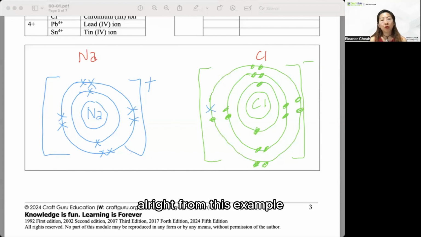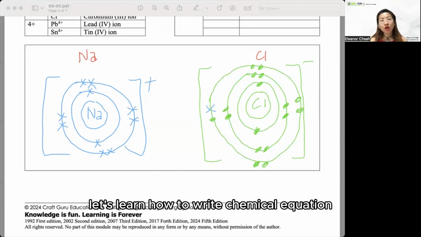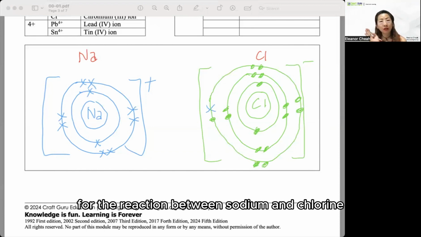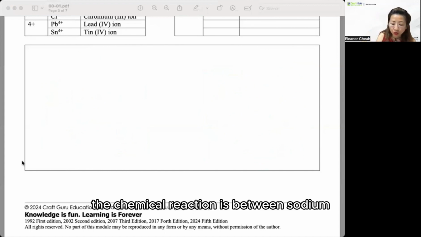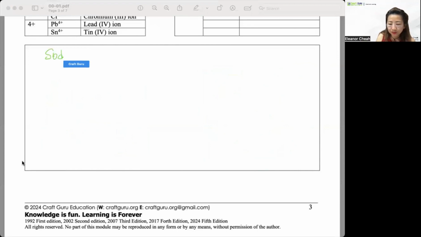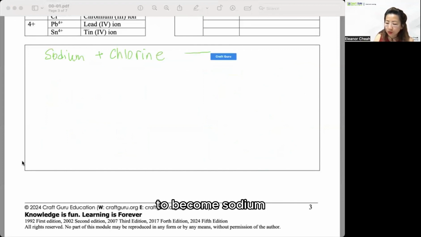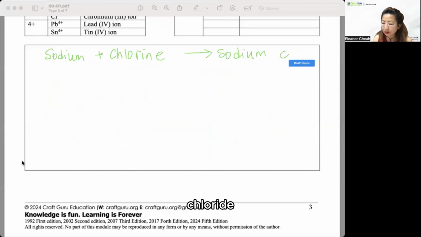All right. From this example, let's learn how to write the chemical equation for the reaction between sodium and chlorine. We know that the chemical reaction is between sodium and chlorine to become sodium chloride.